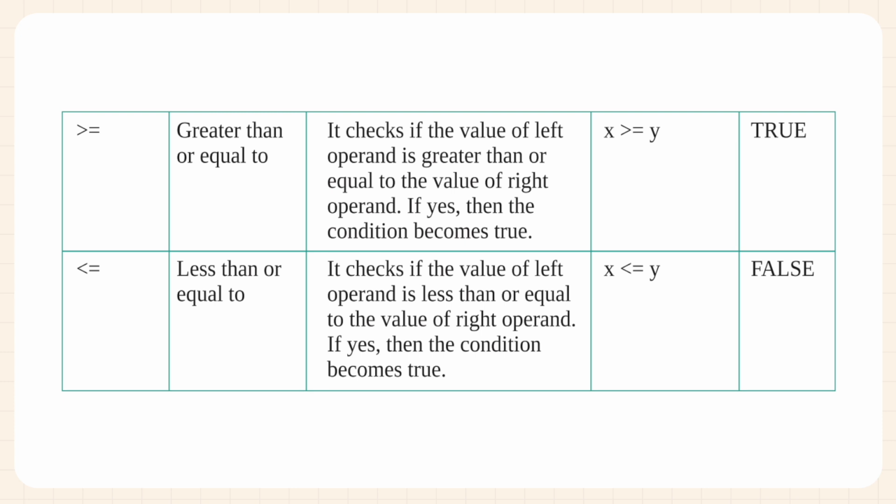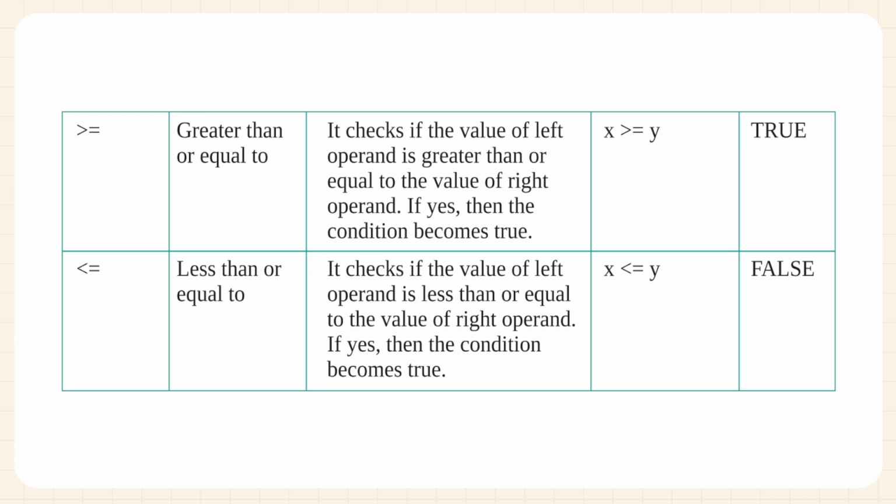Greater than or equal to (>=). It checks if the value of the left operand is greater than or equal to the value of the right operand. If yes, then the condition becomes true. For example, x >= y is True.